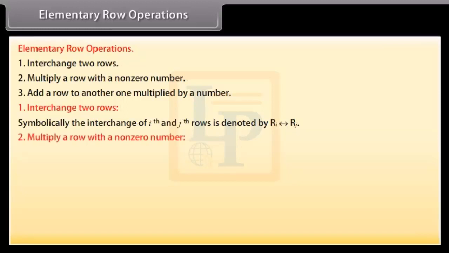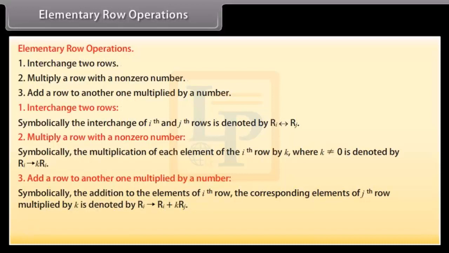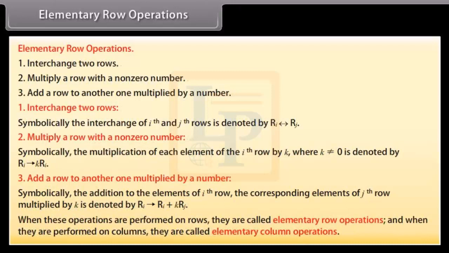Multiply a row with a non-zero number. Symbolically, the multiplication of each element of the ith row by k, where k is not equal to 0, is denoted as given below. Add a row to another one multiplied by a number. Symbolically, the addition to the elements of the ith row, the corresponding elements of the jth row multiplied by k, is denoted as given below. When these operations are performed on rows, they are called elementary row operations, and when they are performed on columns, they are called elementary column operations.